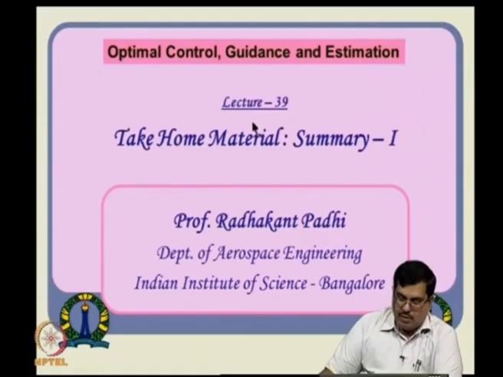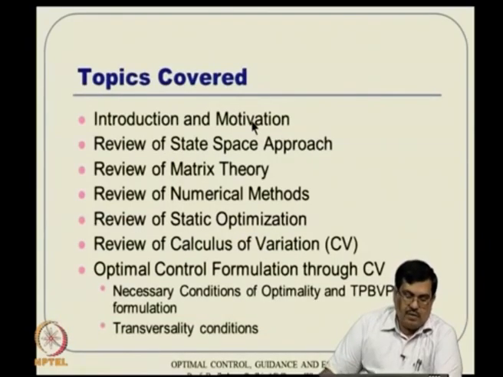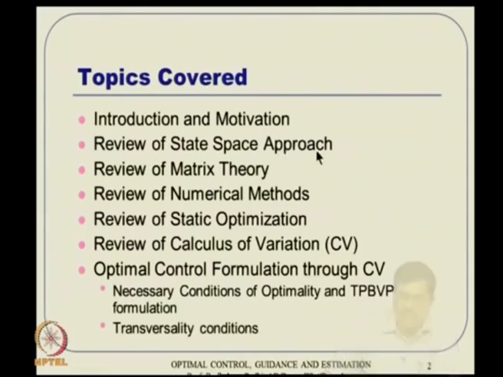So, let us get started quickly. If you remember the topics that we covered in this course, we started with a small introduction and motivation, then quickly went through a review of the state space approach, followed by a review of matrix theory as well. Then we also had a review of numerical methods, followed by static optimization. Then we went on to calculus of variations, and then started optimal control actually. So, those of you who did not have too much background, it is still possible to catch up, and these reviews will actually help you there.